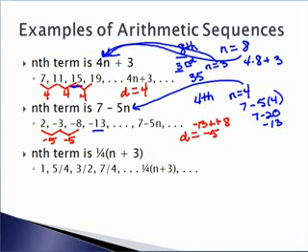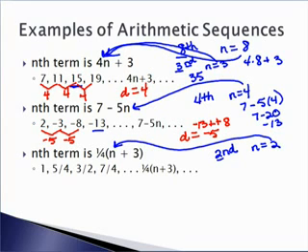In the next one, the nth term is 1/4 of n plus 3. So let's say we want to find the second term. So that means our n is 2. So we would plug a 2 into our formula to find the value of that second term. So we need 1/4 times 2 plus 3. 1/4 of 5 is 5/4.